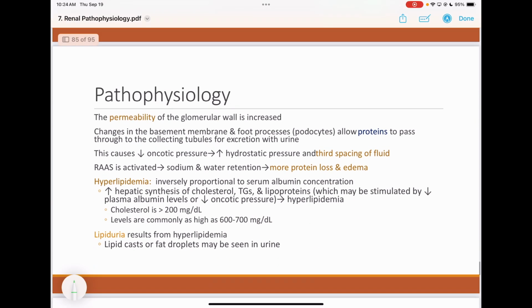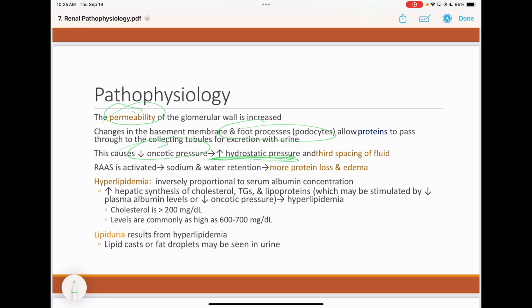So in this case, permeability of the glomerular wall is increased. Basement membrane, those foot processes will allow proteins to pass through. This causes a decreased oncotic pressure. Therefore, the hydrostatic pressure wins, and we get third spacing of the fluid, meaning it's going into that interstitial space. Yes? So with the nephrotic and the nephritic syndromes, it's basically like they both have issues with the podocytes and the basement membrane. Yes. It's just that with the nephrotic, it's just more protein that they're losing.